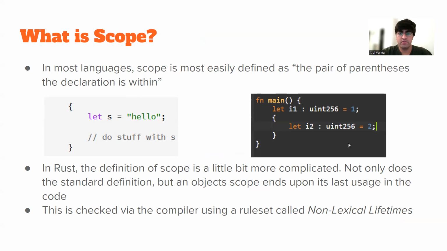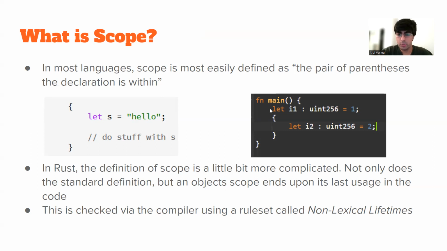In C++ or Java, if you were to talk about the scope of i1, you would say that the scope is in the entirety of main. It is within these curly braces, the larger of the two. And if you were to talk about the scope of i2, we would say it's the inner curly braces. It is only within these two curly braces.